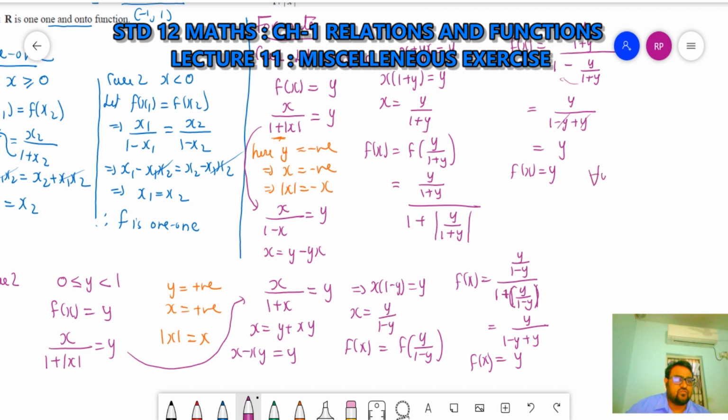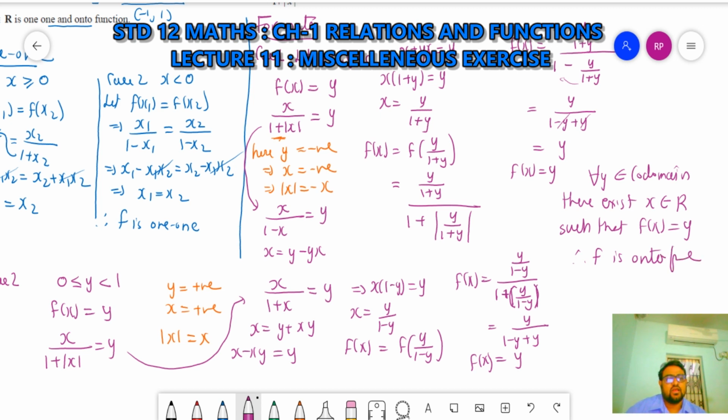So for every y belonging to the codomain, there exists x belonging to the domain, which is R, such that f(x) is equal to y. Therefore f is an onto function. Hence we have proved that f is onto, and f is also one-one. Okay, so now note down question number 4.